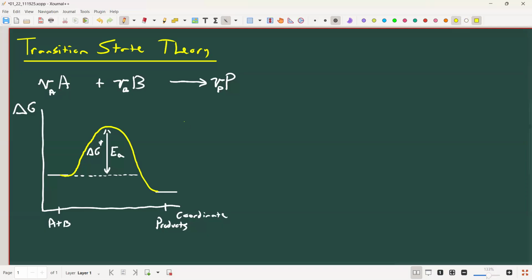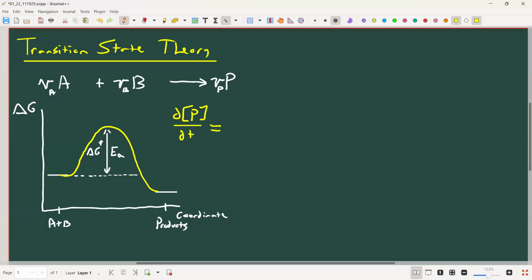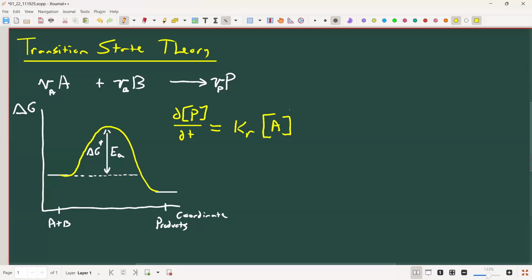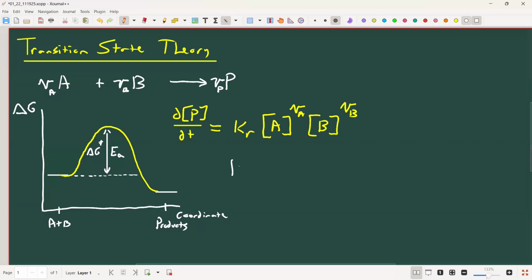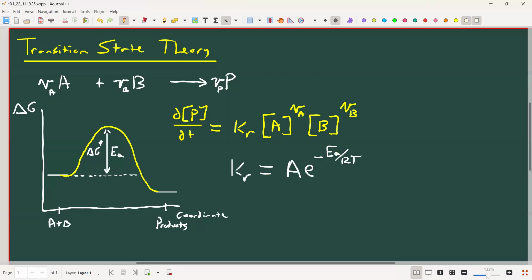And we saw that the rate of this reaction, right? We could calculate the phenomenological rate, the formation rate of the products, right? We just take a stopwatch and measure how much P we make over a fraction of time. And we said that this is equal to some rate constant times the concentration of A raised to the stoichiometric power times concentration of B raised to its stoichiometric power. And we have this nice equation for k_r, the rate constant, that's some number A, the prefactor, times e to the minus E_A over RT. Right? That's the Arrhenius equation.